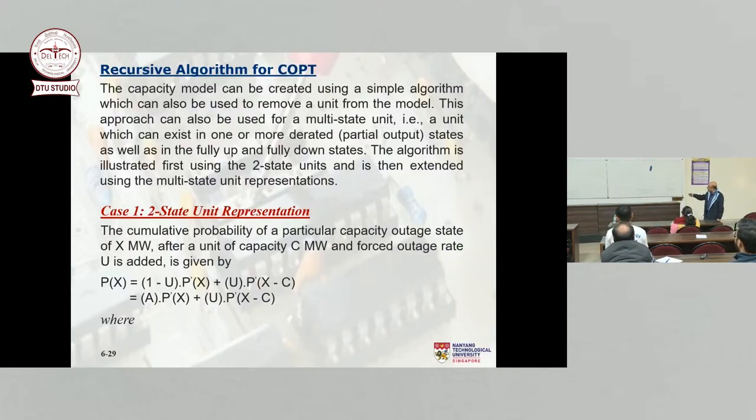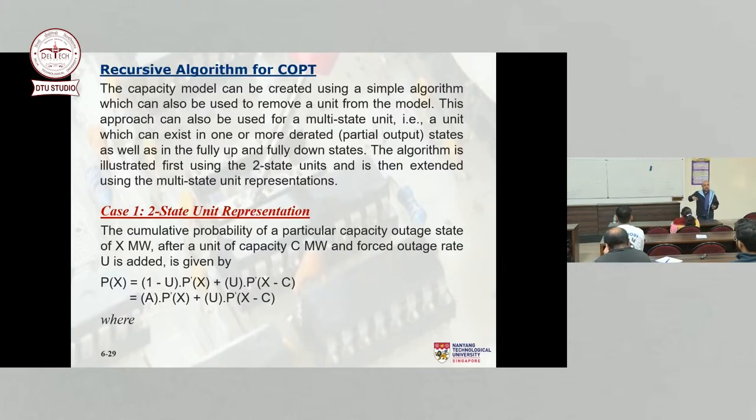So the recursive algorithm goes like this. Capital P is cumulative probability, please, you remember that, right? Small p is state probability, uppercase P is cumulative probability. So cumulative probability of capacity on outage being X after a unit is added to the system. So in other words, we will add units one at a time. Initially we'll say the system doesn't have anything. So I'll add the first unit, then I'll add the second unit, then I'll add the third unit.